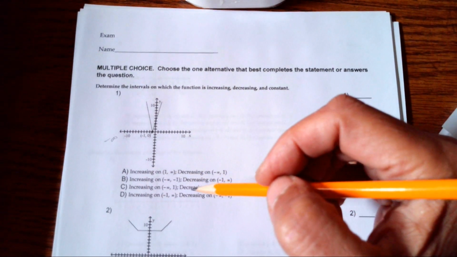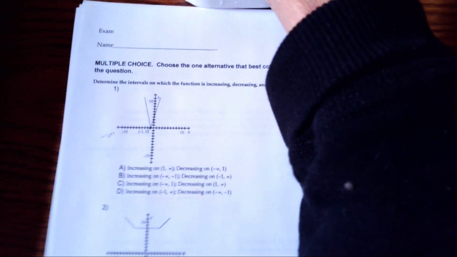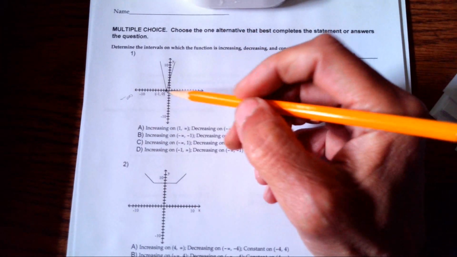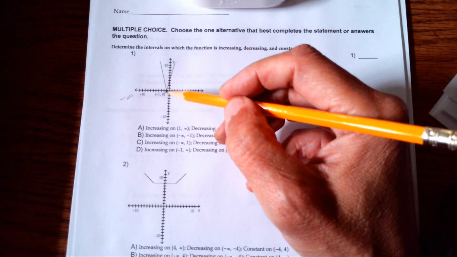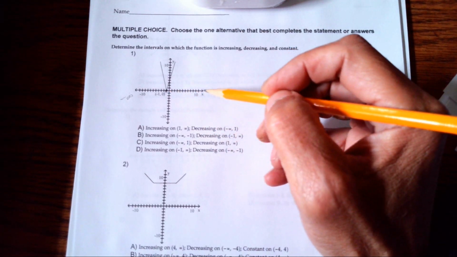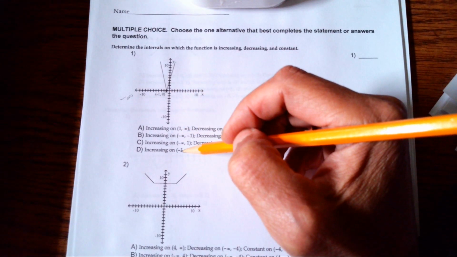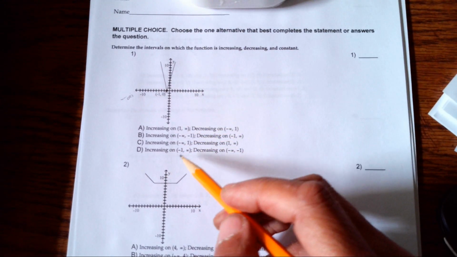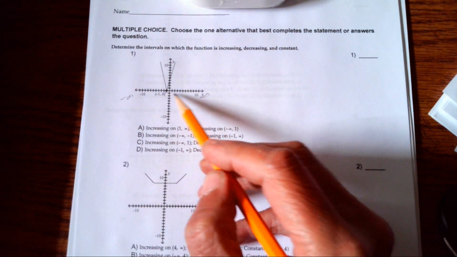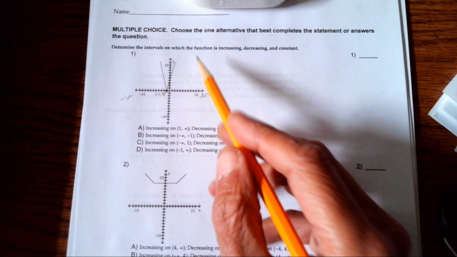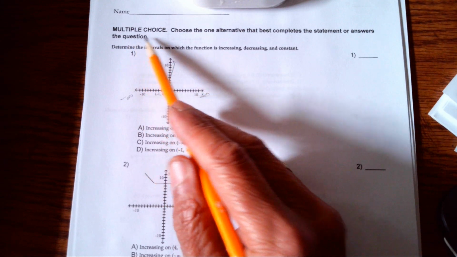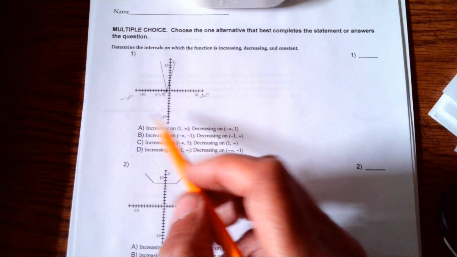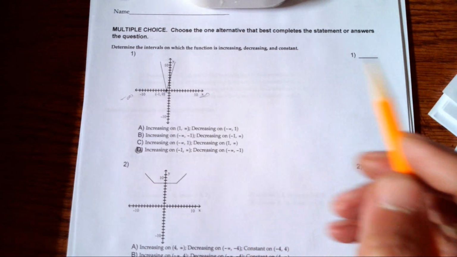The hard part about this is a lot of these answers are very similar, but I'm zeroing in on -1. Everything starts out increasing. I know it starts increasing at -1 as x values get larger. The only way I see -1 is letter D. Let's see if letter D is right. From -1 all the way out to infinity, this is increasing. It started decreasing at negative infinity and stopped decreasing at -1. So letter D is my choice.